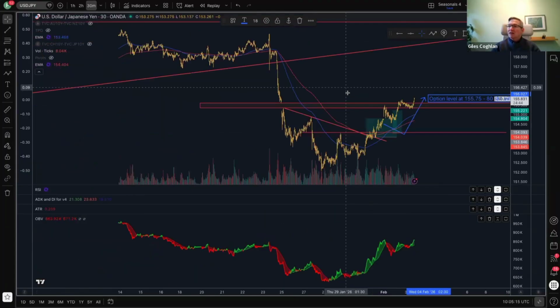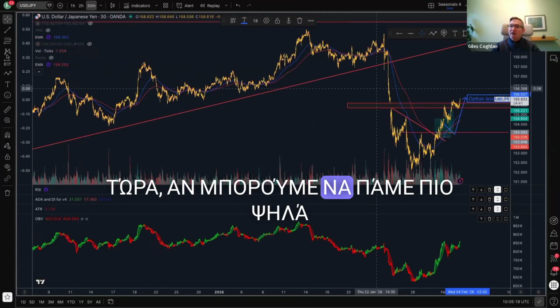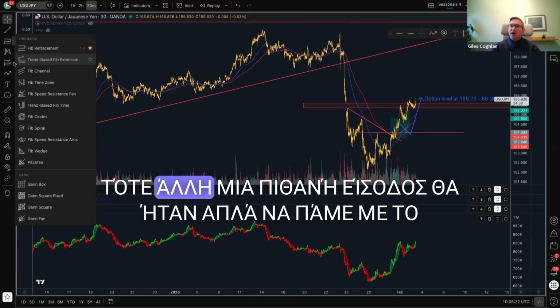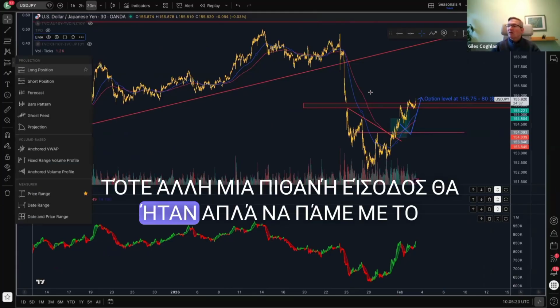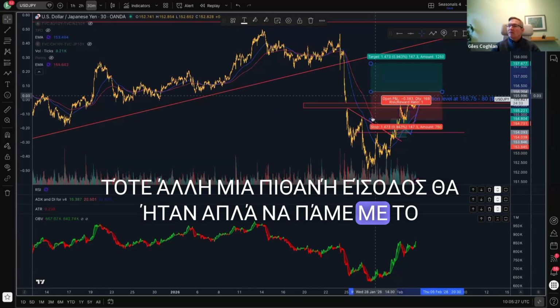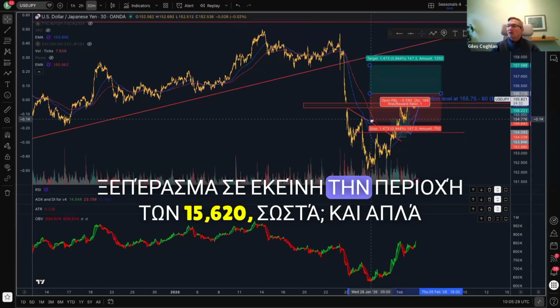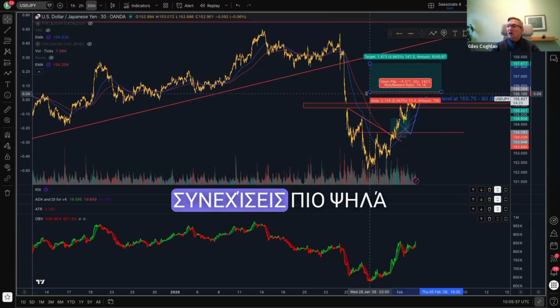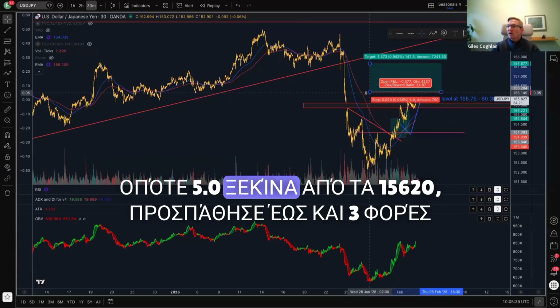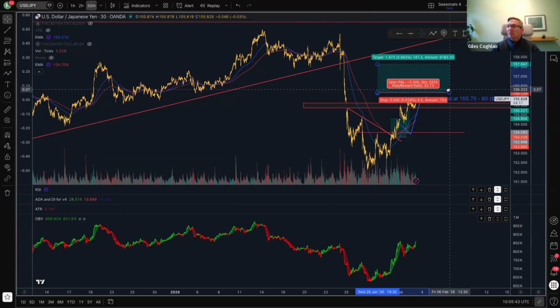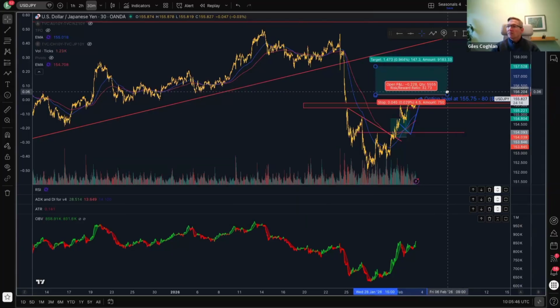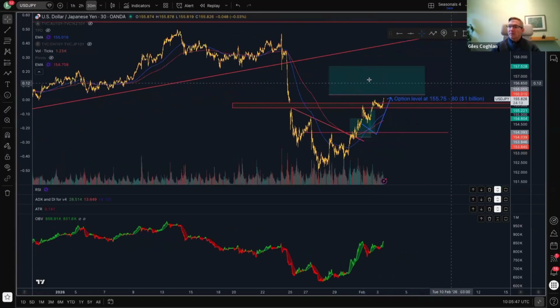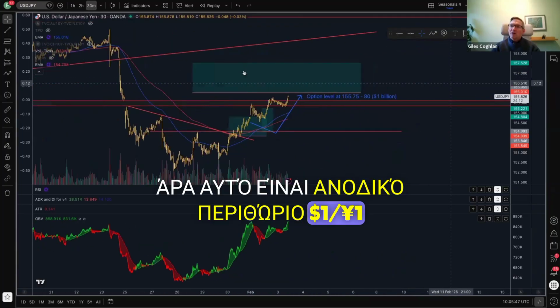Now, if we can push higher, then another potential entry would be just going with the breakout at that 156.20 region, right? And just go with another 5 point stop there and see if you can just keep going higher. So 5 point stop from the 156.20, try up to 3 times, right? So that's a dollar yen upside.